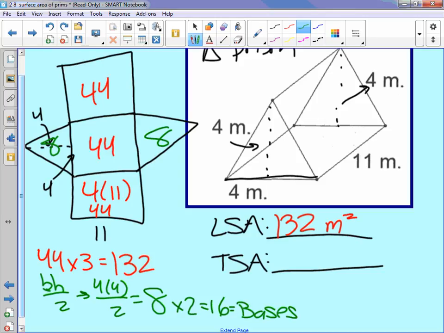What is going to be my total surface area? 148. What is it? 148 meters squared. Okay. So how did you find 148? Add all of them.